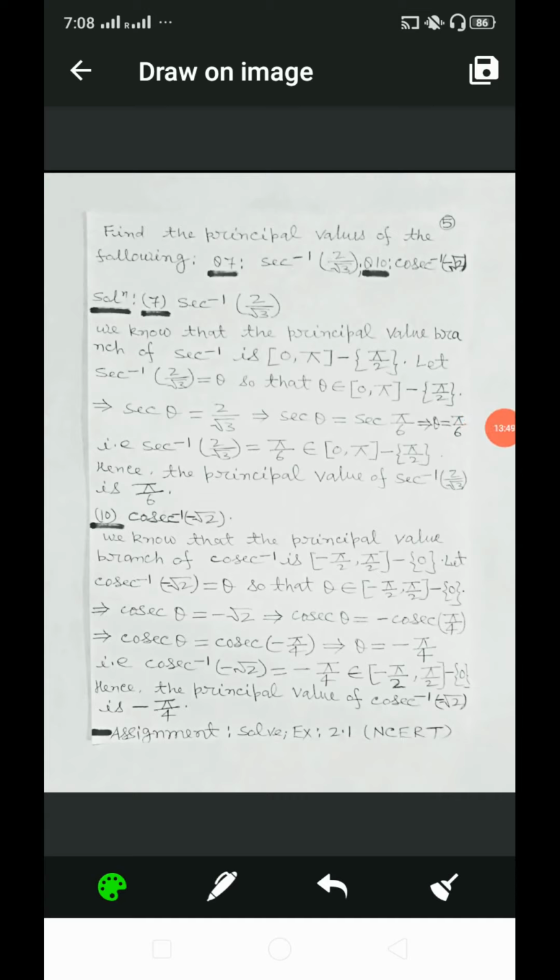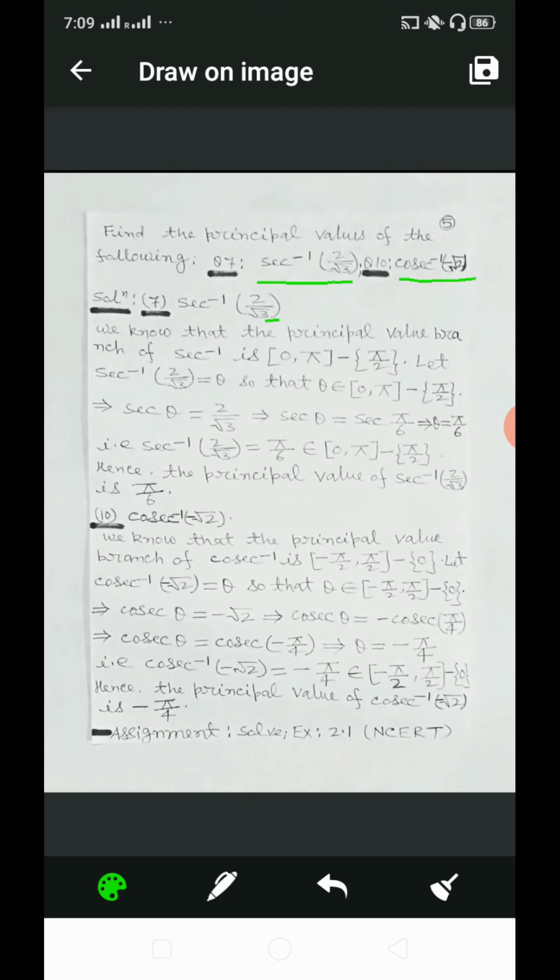Now we will discuss the solution of some questions related to these functions. First, sec inverse 2 by root 3, and second, cosec inverse minus root 2. We have to find the principal values of these inverse functions. First, sec inverse 2 by root 3.